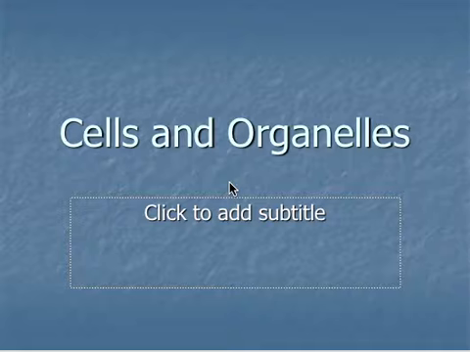So we're talking about cells and organelles. This is a really important part of biology because cells are the basic unit of life. We'll get to that in a second. And organelles are what give cells the characteristics that make them specialized cells.